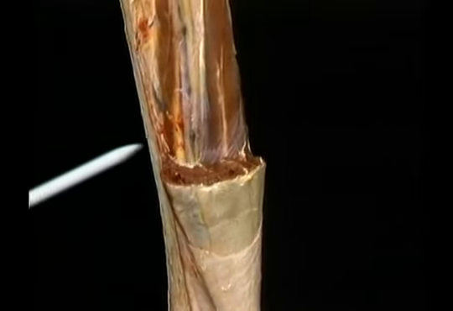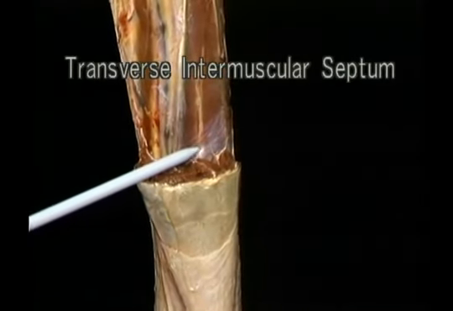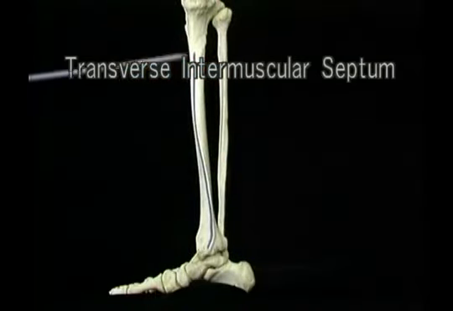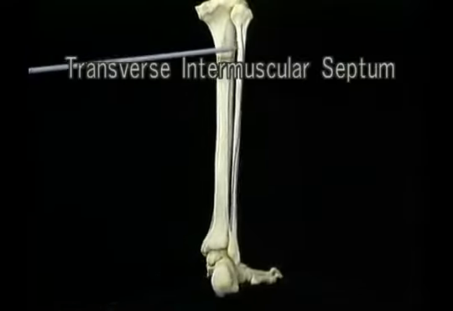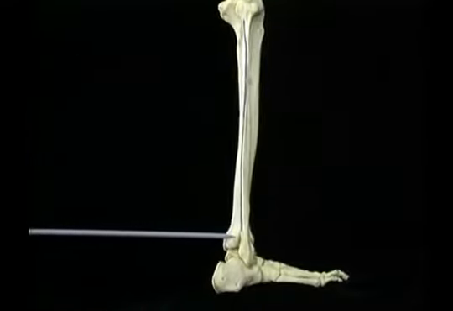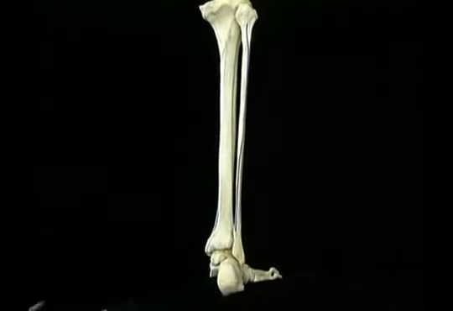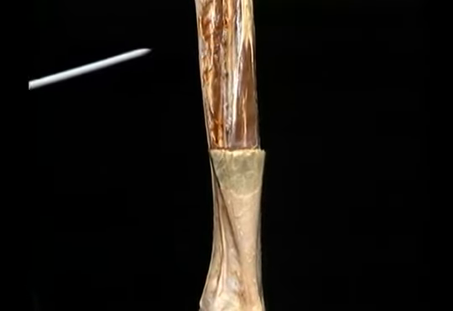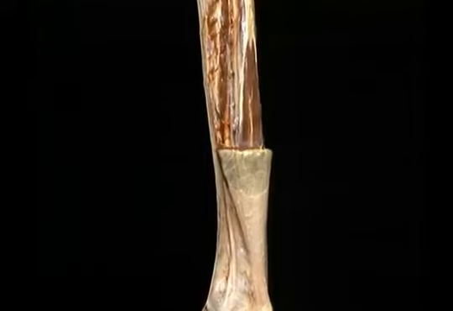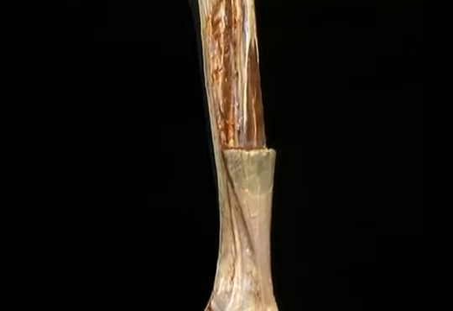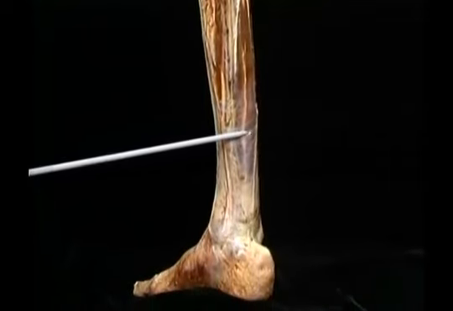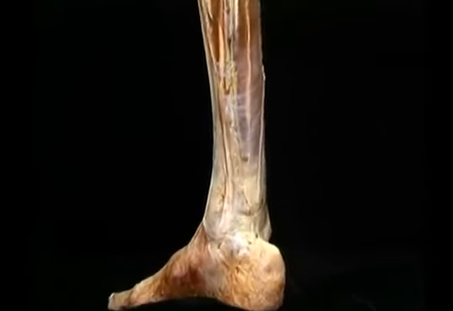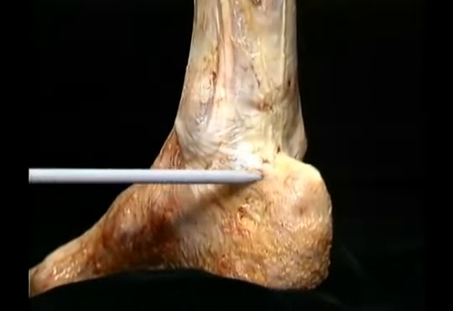In front of soleus, this transverse intermuscular septum crosses the back of the leg. It runs from here on the tibia to here on the fibula. Three muscles that we haven't seen yet lie between the transverse septum and the bones. To see the transverse septum better, we'll remove the rest of the soleus. The transverse septum is thin up here, but toward the ankle it becomes thicker. At the ankle, the transverse septum is continuous with the flexor retinaculum.